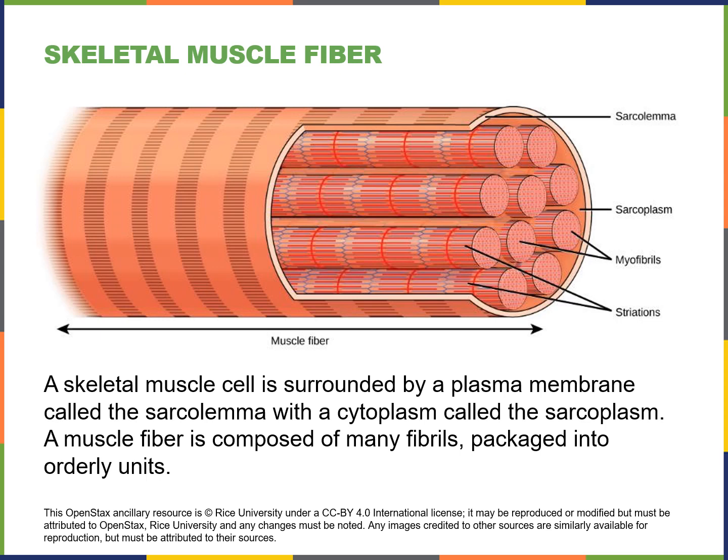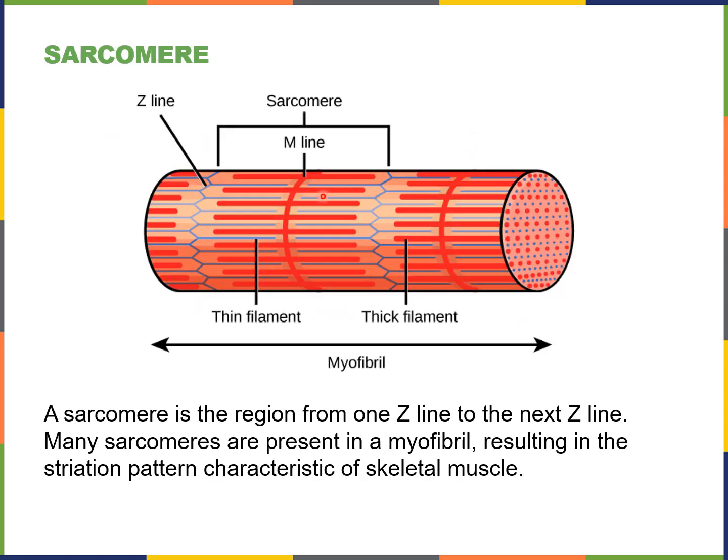Here's a skeletal muscle fiber. So you can see it's surrounded by a plasma membrane called the sarcolemma, and the cytoplasm is the sarcoplasm within the muscle fiber. A muscle fiber is basically just a muscle cell. Within a muscle fiber, we have tons of myofibrils that are packaged into nice orderly units. And each one of those myofibrils has what's called a sarcomere within it as well.